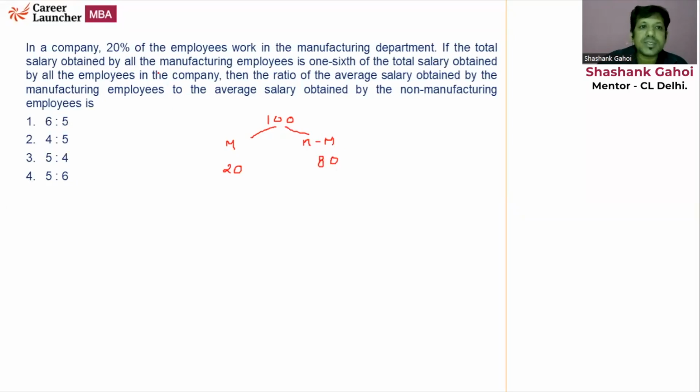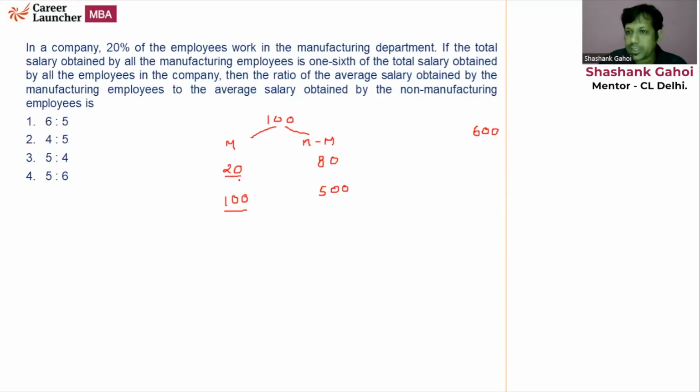If the total salary obtained by all the manufacturing employees is 1/6 of the total salary, let's say the total salary is 600. Out of 600, 1/6 means 100 is the total salary of manufacturing employees, and non-manufacturing employees are getting a salary of 500. Now the question is asking for the ratio of the average salary obtained by a manufacturing employee to the average salary of a non-manufacturing employee.